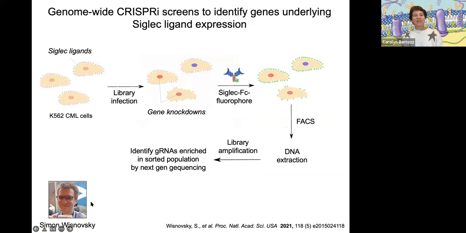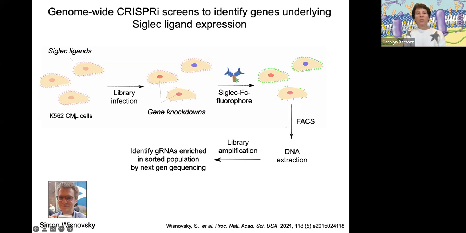So a former postdoc named Simon Wisnovsky, who's now a new faculty member at the University of British Columbia, decided to start de-orphanizing Siglecs and identifying their biological ligands using unbiased CRISPR screening platforms. And he started by taking a cell line called K562. It's a chronic myelogenous leukemia cell line, where we knew from just doing flow cytometry binding studies in our lab that these cells were able to bind different members of the Siglec family. So they expressed ligands for Siglec-7 and Siglec-9, for example. And we thought through CRISPR screens, we could identify what those actual molecules were on the surface of the K562 cell.